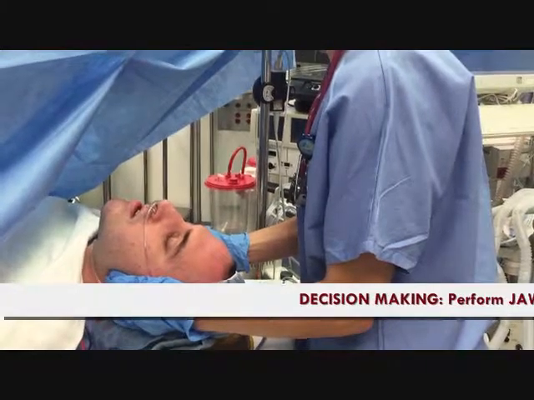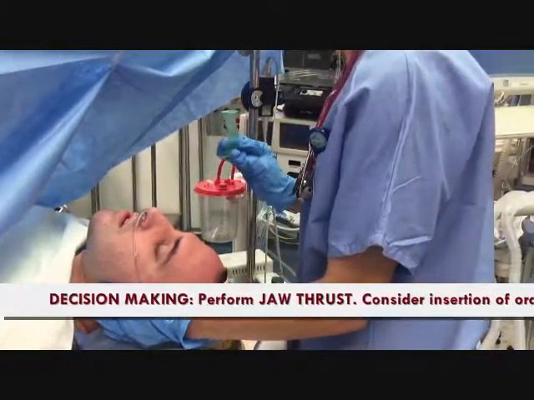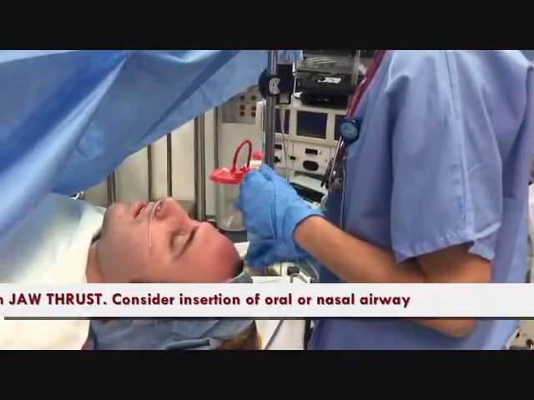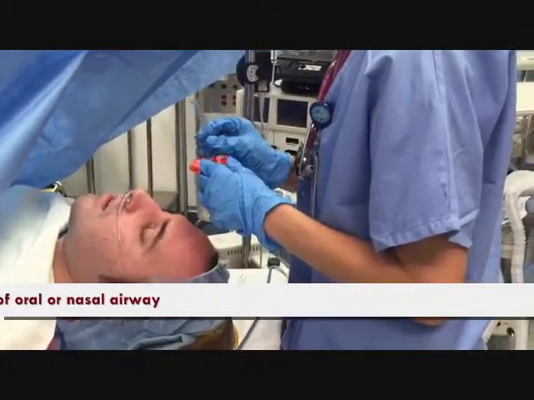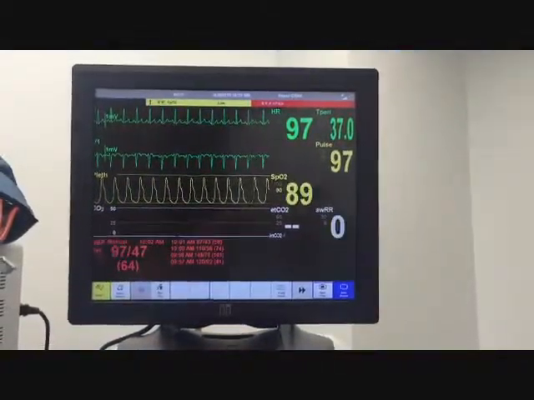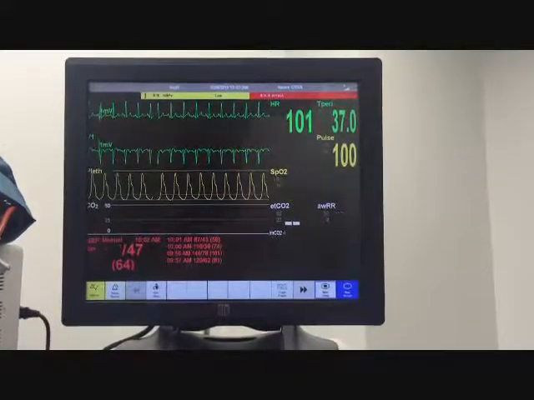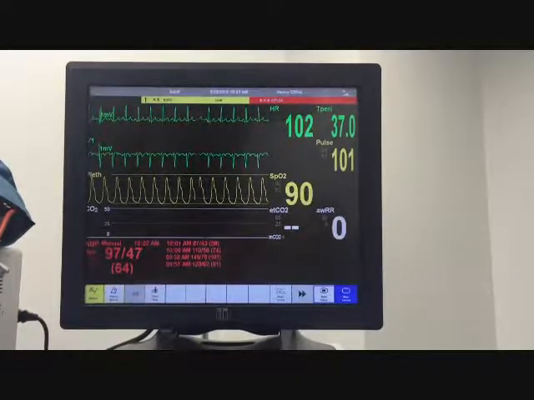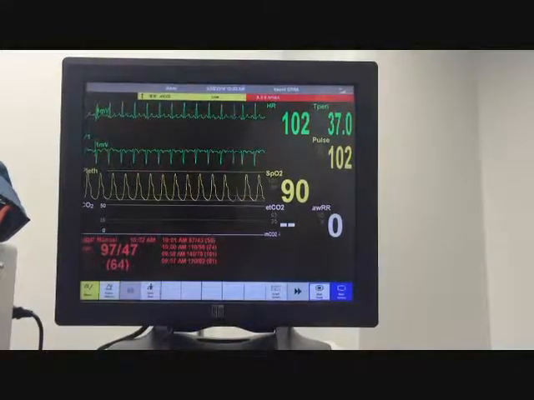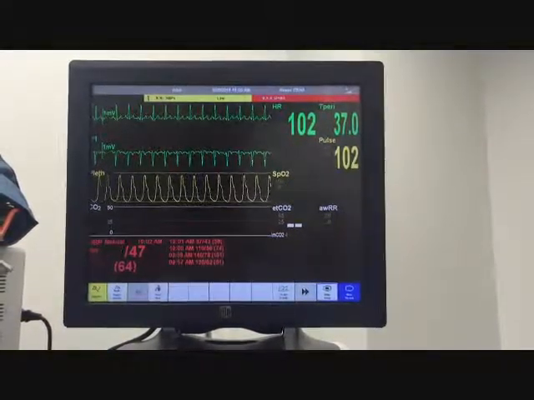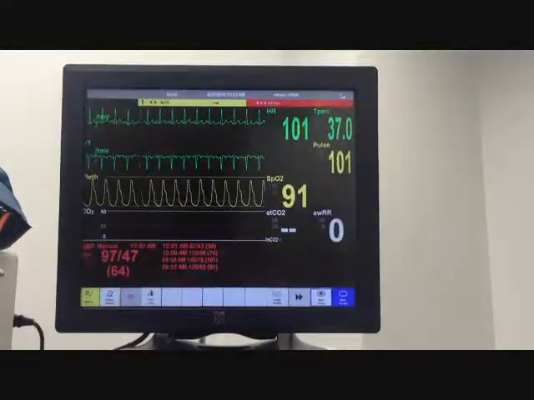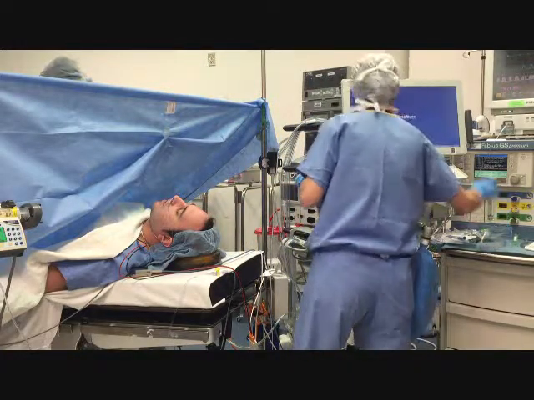Consider possible oral airway or nasal airway. The end-tidal CO2 waveform is now completely flat, and Mr. Jones' oxygen saturation is beginning to drop below 92%.